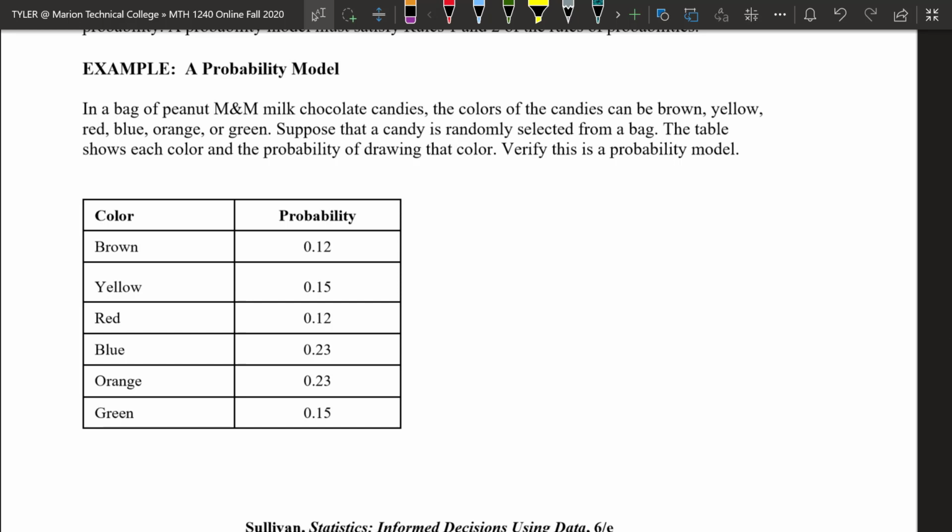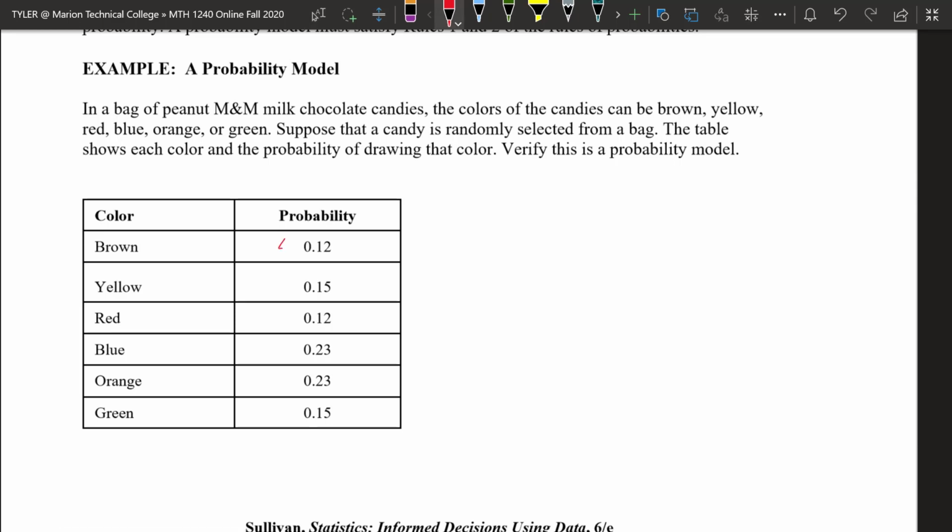So in a bag of peanut M&Ms, milk chocolate candies, the colors of candies can be brown, yellow, red, blue, orange, or green. Suppose that a candy is randomly selected from a bag. The table shows each color and the probability of drawing that color. Verify that this is a probability model. So we have to verify both of those conditions are met.